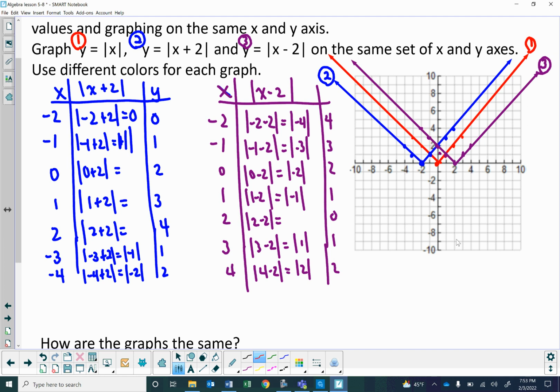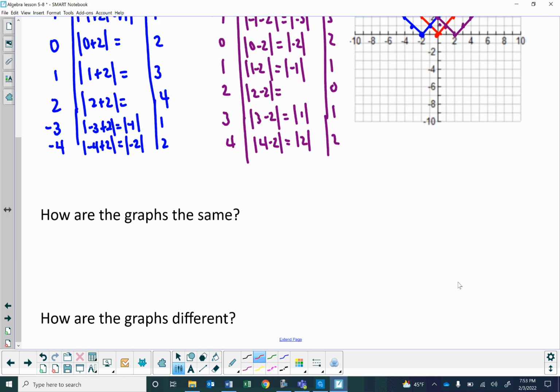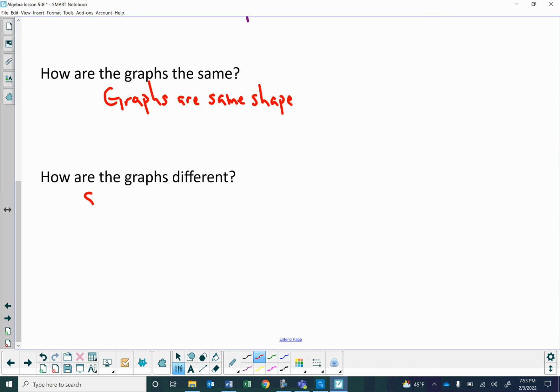But if you notice, they're not shifting up and down, they're shifting left and right. So the graphs are the same shape. However, this time, they're shifting to the right and to the left. They're shifted right or left. And we're going to look at how they are shifted.